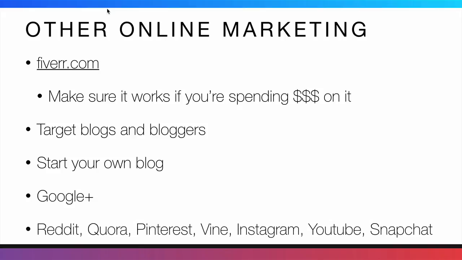Now, depending on your target audience and niche, other good places to start building a social presence are Reddit, Quora, Pinterest, Vine, Instagram, YouTube, and even Snapchat. You gotta figure out what your target audience uses the most.